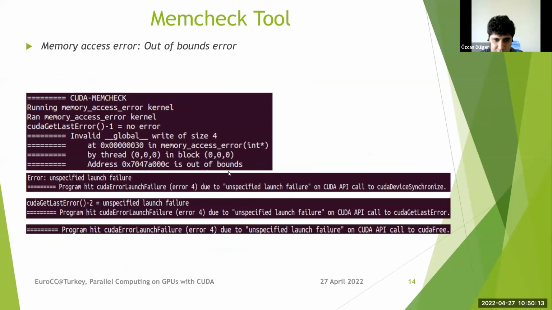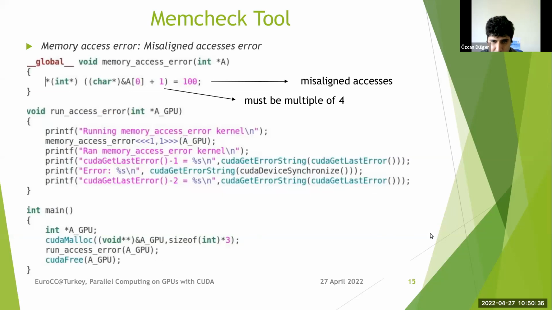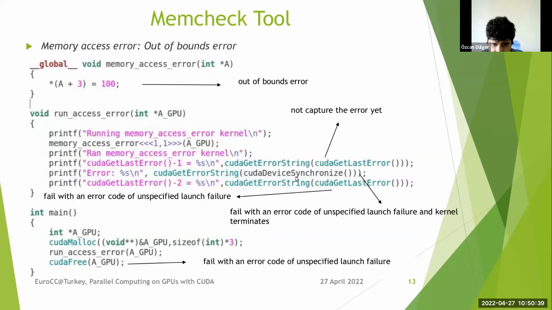So here we also receive the following information. They are about unspecified launch failure. The first one is about the CUDA device synchronize API. The second one is about the CUDA get last error API, and the third one is about CUDA free. Let me show you again. Here we get the CUDA launch error with CUDA device synchronize first. Then with the second, get last error API, we get another launch failure, and with CUDA free we get another launch failure message.